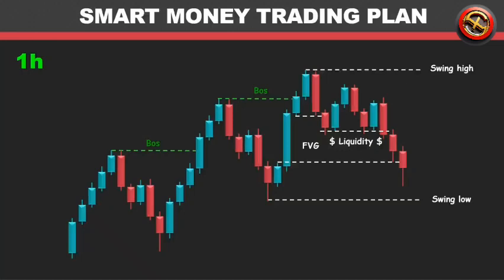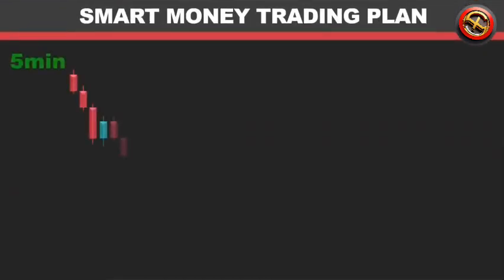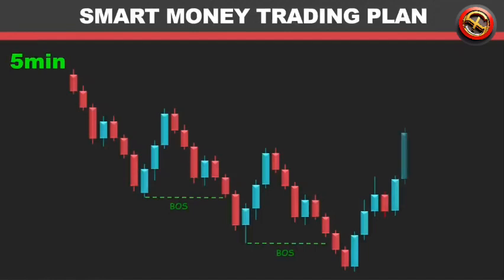We know this move is a short-term downtrend in the lower time frames, so we will zoom into the lower time frame to look for reversal and trade entry. In the third step, we will wait for a change of character to confirm that the short-term downtrend is over and the market can continue pushing upward.